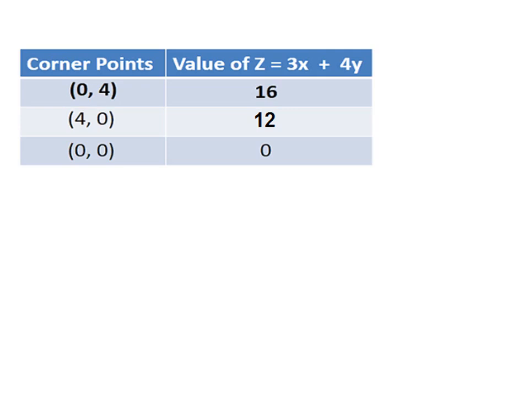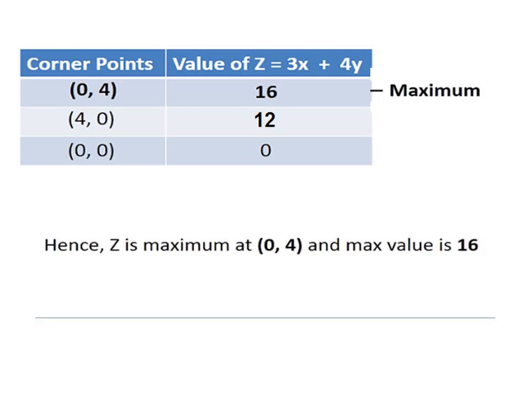They have asked us to maximize the value. Compare all the 3 points available here and see which is the highest. Obviously 16. So that is the optimal value, or the maximum value, for this function. So we see the maximum value is 16. Where is the maximum value found? At the point 0, 4, and the maximum value is 16. Okay, thank you.